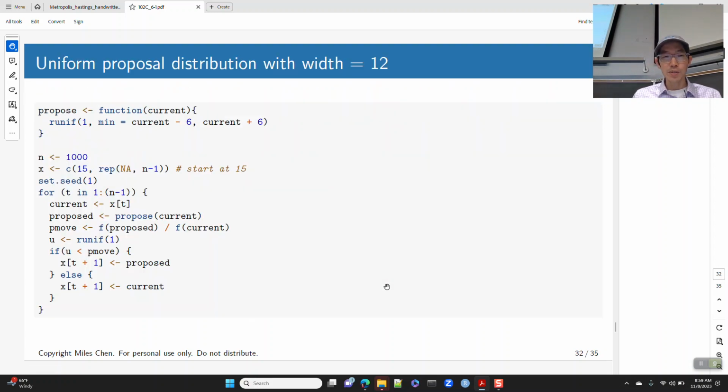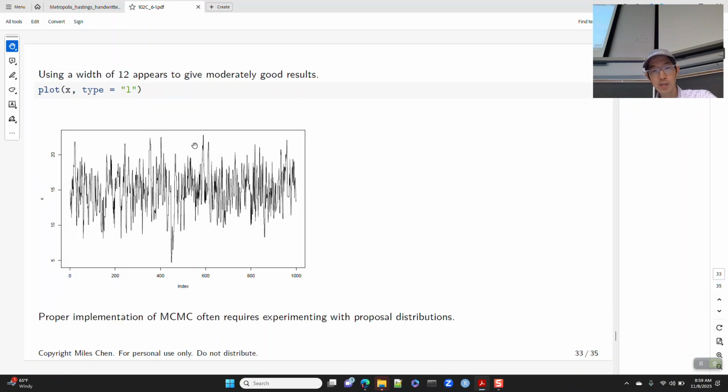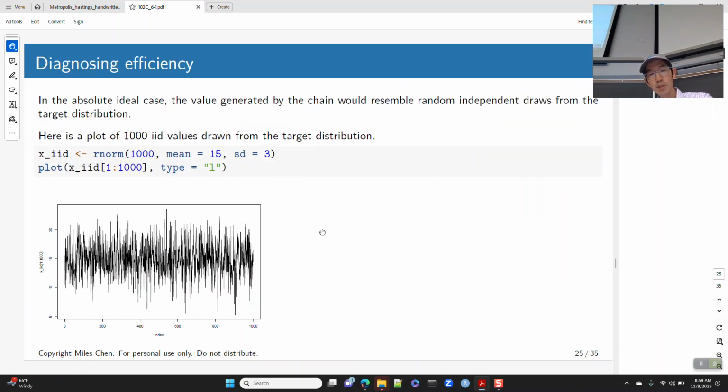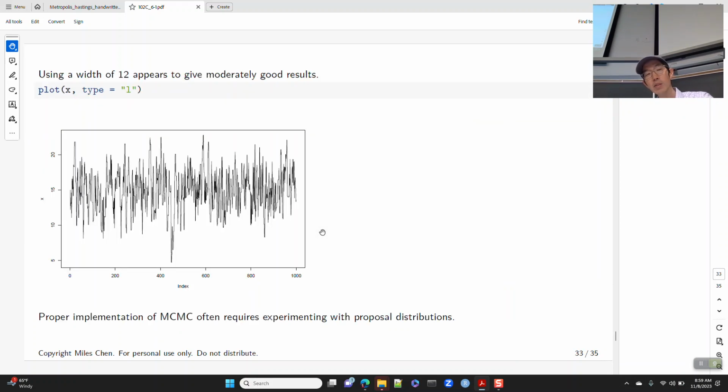Okay. So here's something maybe in between, taking our current value, going plus or minus 6, and this is what our Markov chain looks like. And again, remember, our dream ideal case is something that looks IID, which is this. And we're not quite IID, but as far as the different chains that we've produced, this is the one that looks the closest. And if we then filter this further to just every other value, it'll probably look pretty good as something that looks like IID values.